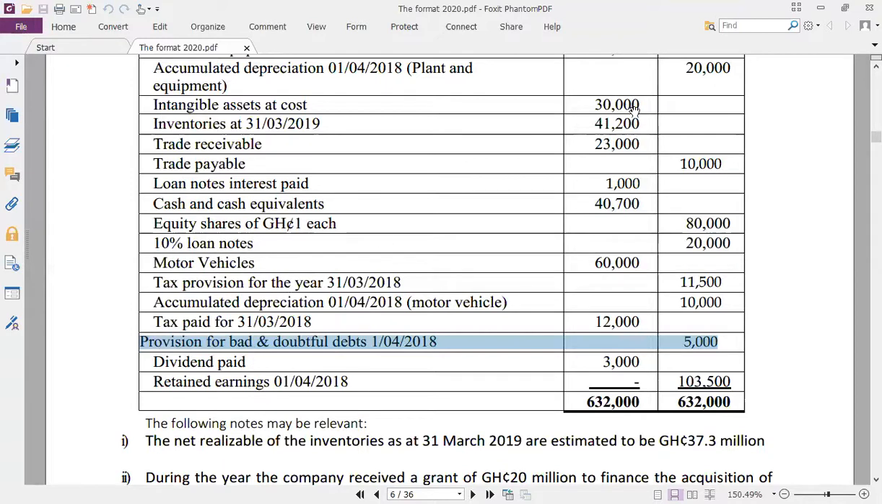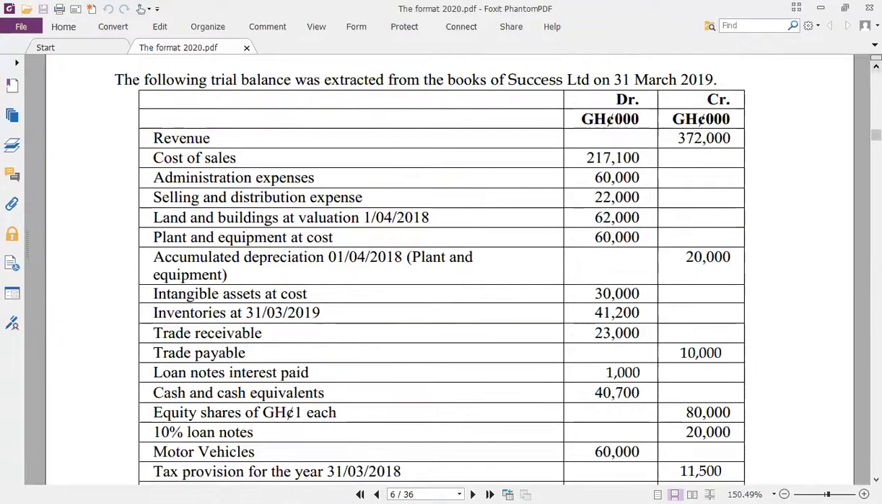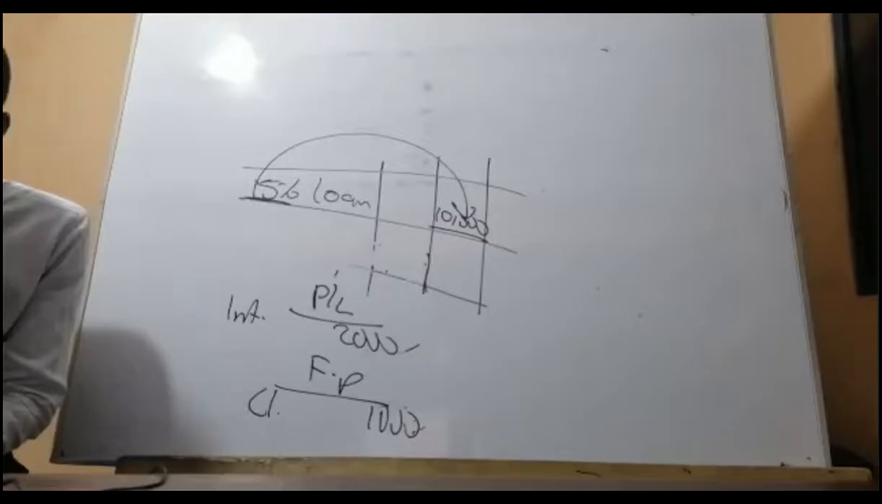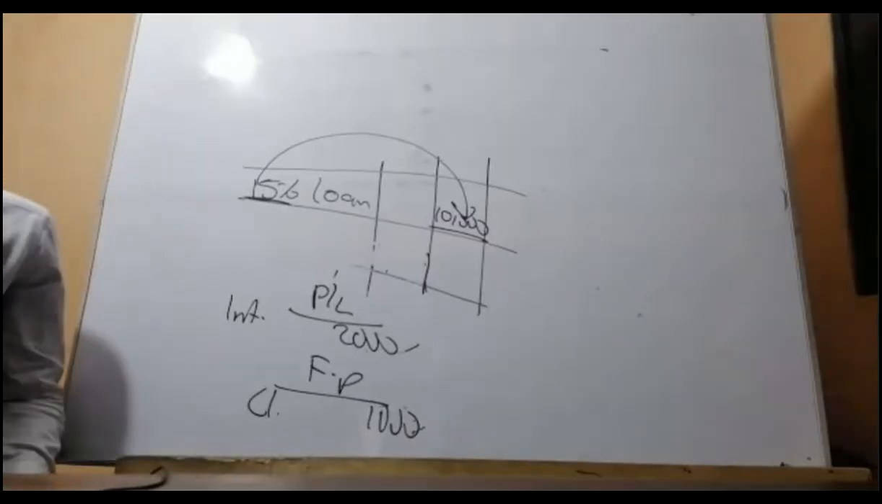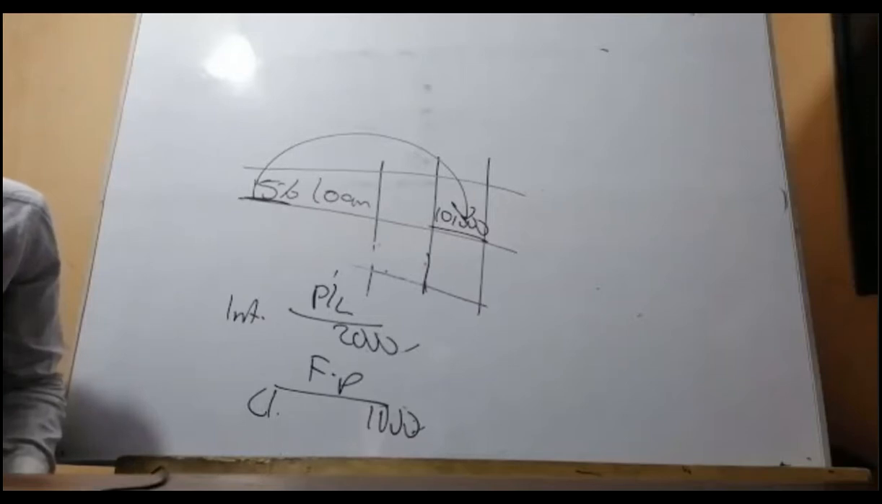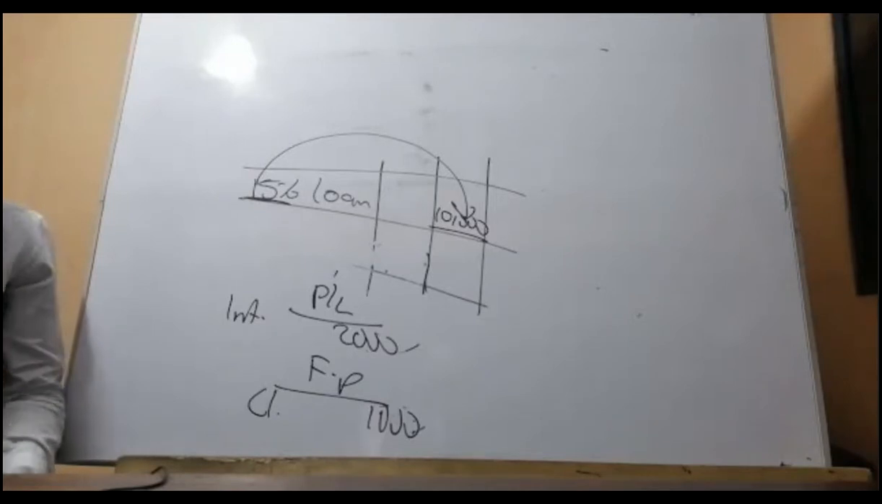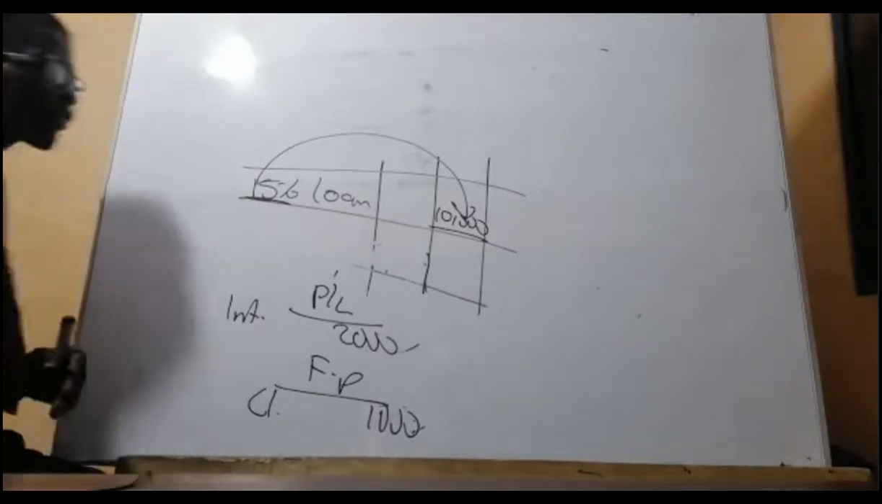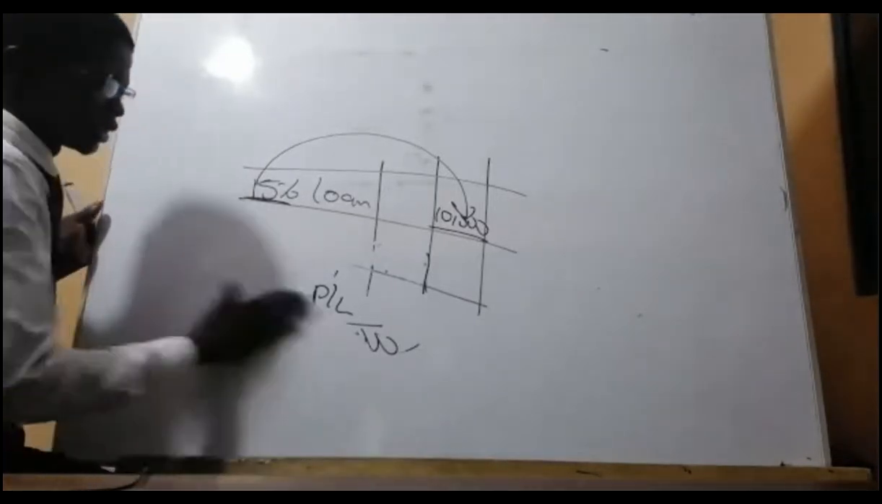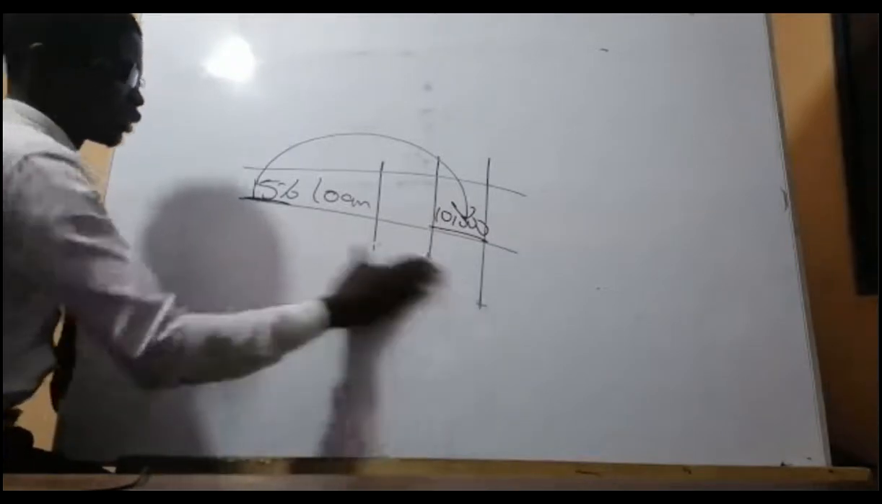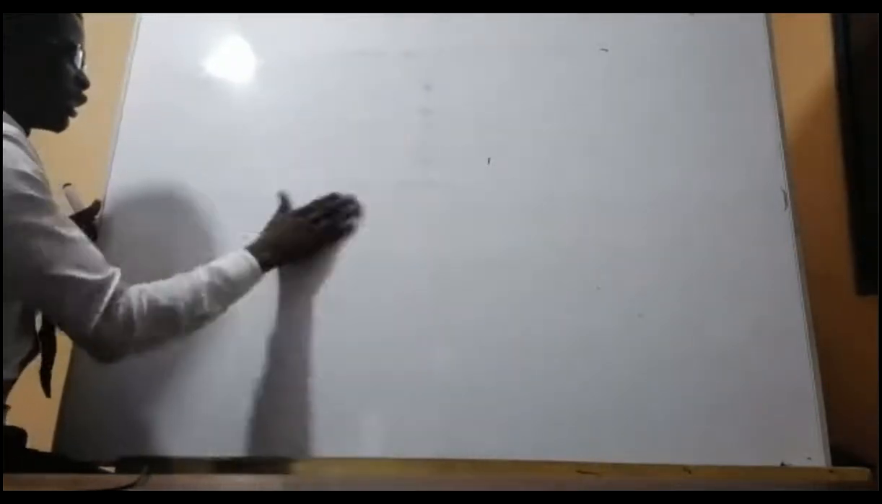So we are going to cast these items into two: the profit and loss and the financial position statement. Let's go to the board and start. Look at how you are going to do this, and then you'll be fine.